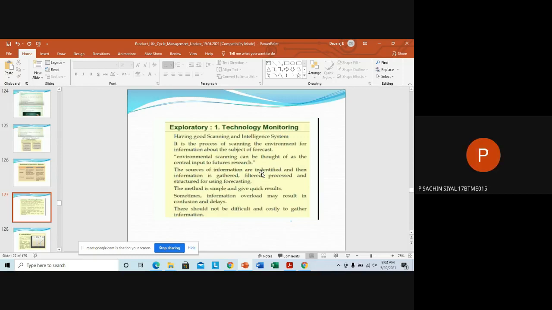Yes, sir. The method is simple and gives quick results. So this is a very simple method. If you go for industry, this is the best method to analyze what type of technology they are using now. In 2021, we don't know, in 2022 different technologies may exist. Right now, 3D printing is there for manufacturing of products. In future we don't know.